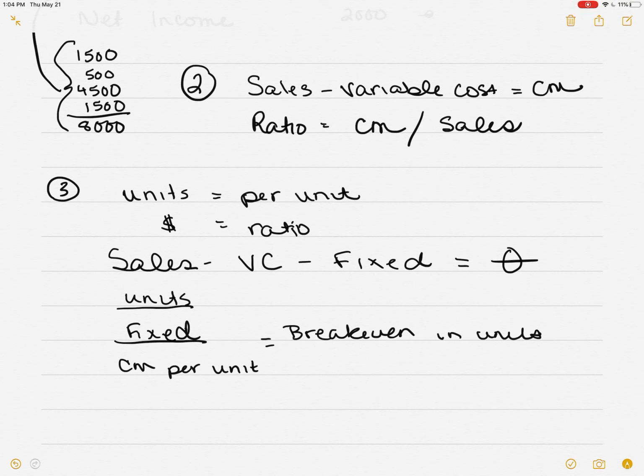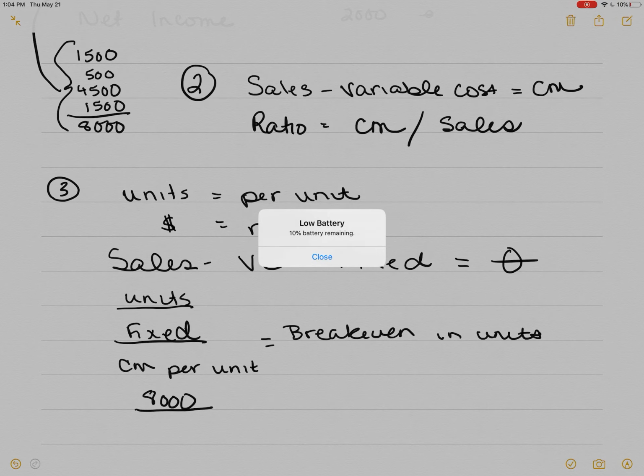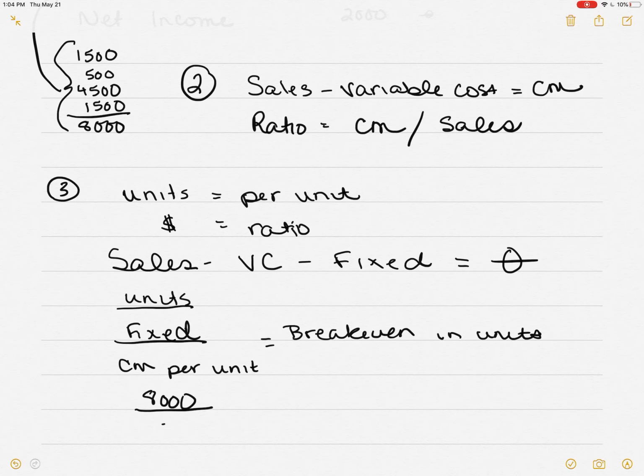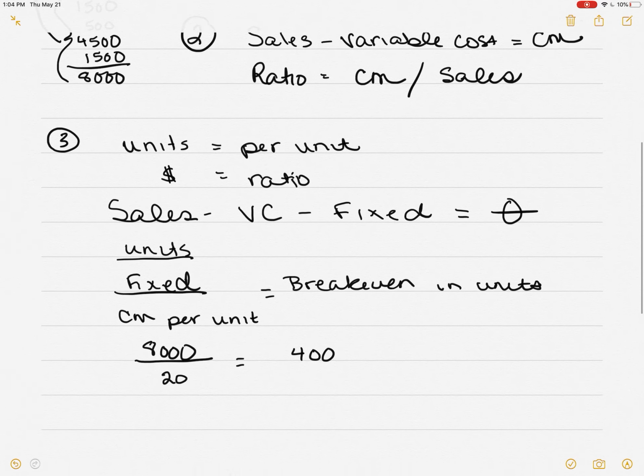So let's use our information here and figure that out. If my fixed costs were $8,000, my contribution margin per unit is 20. That gives me a break-even in units of 400.